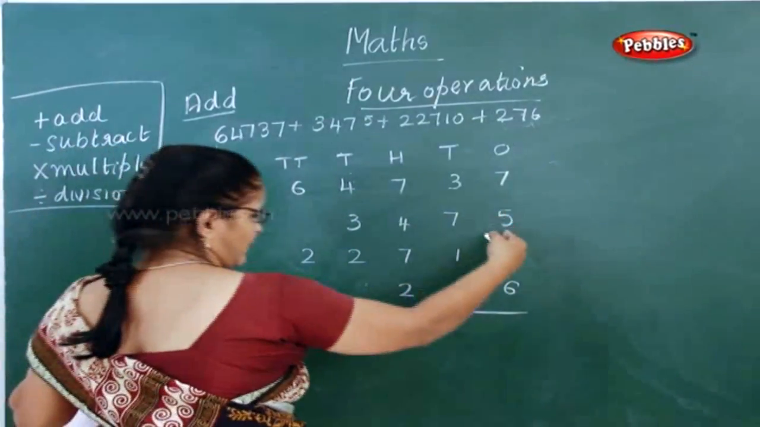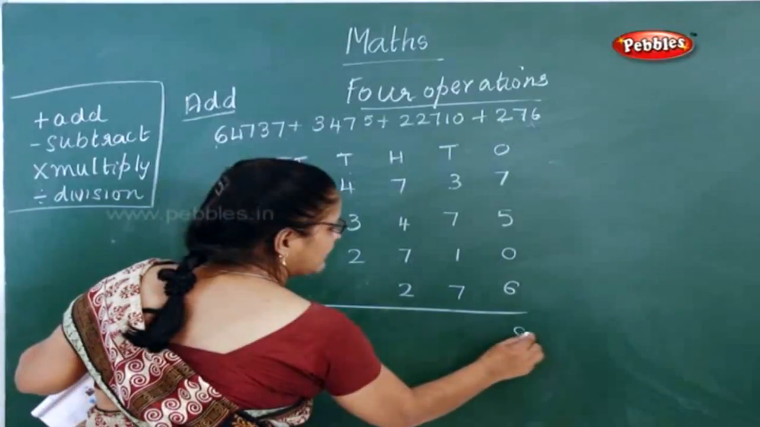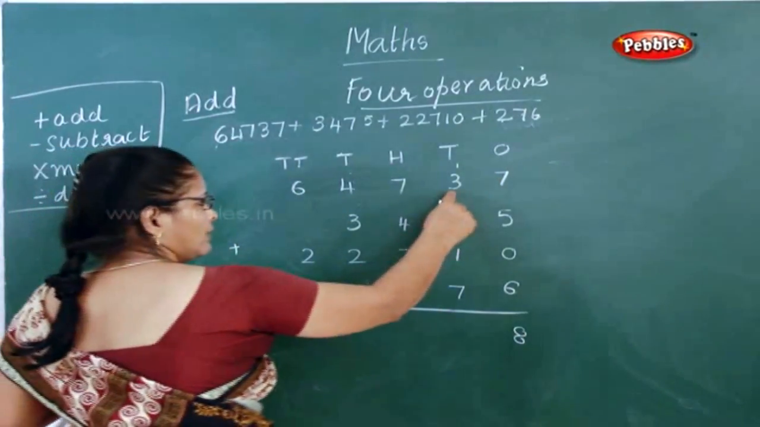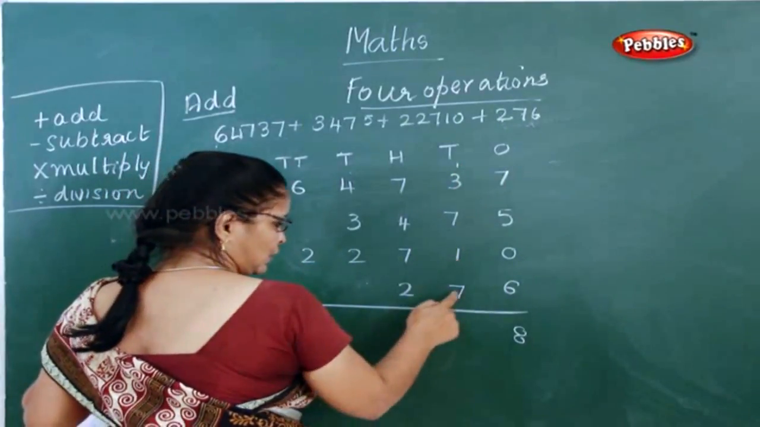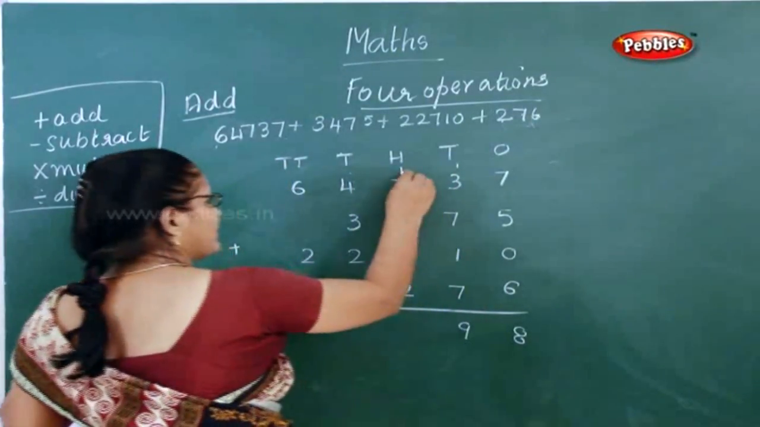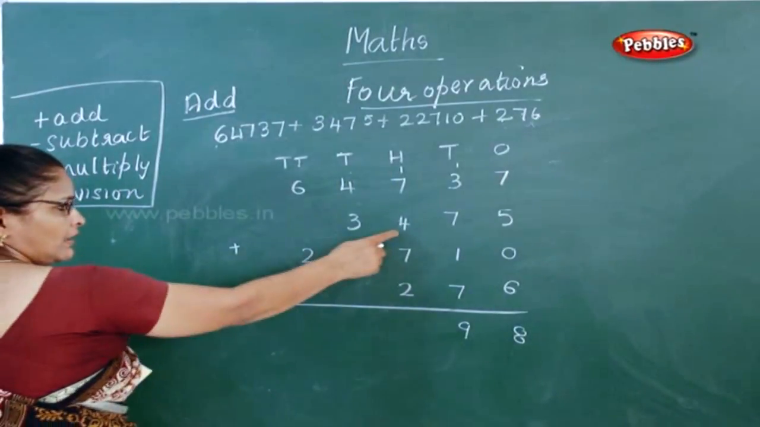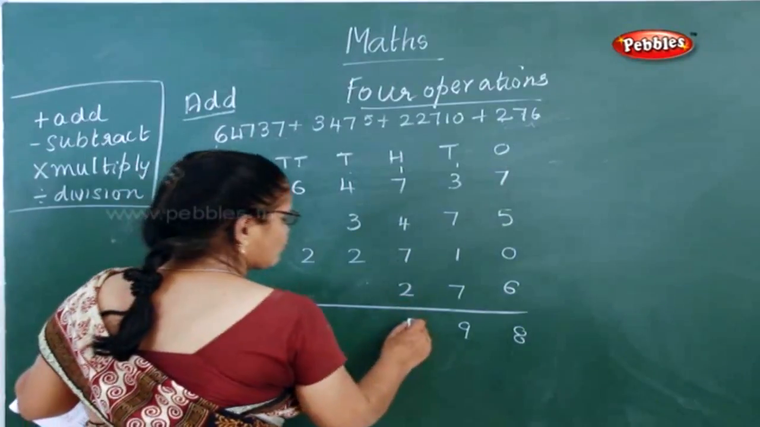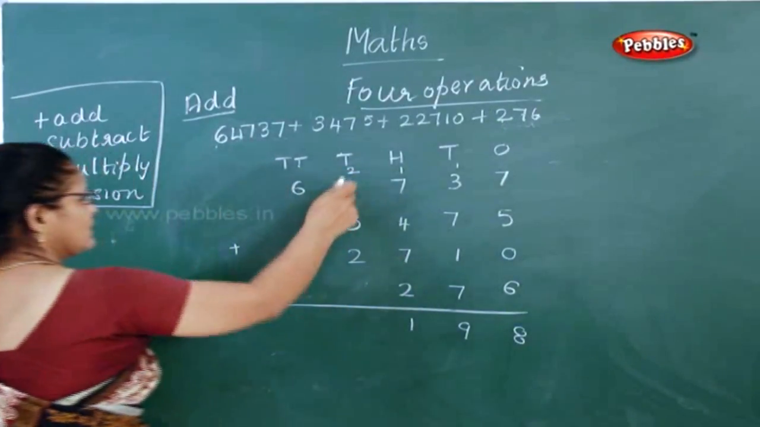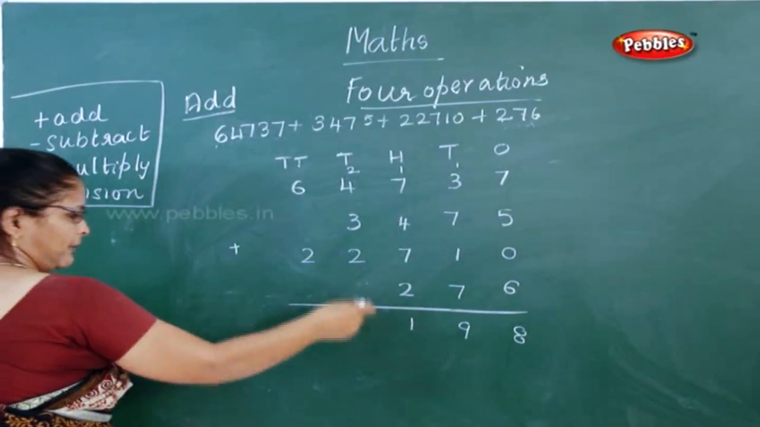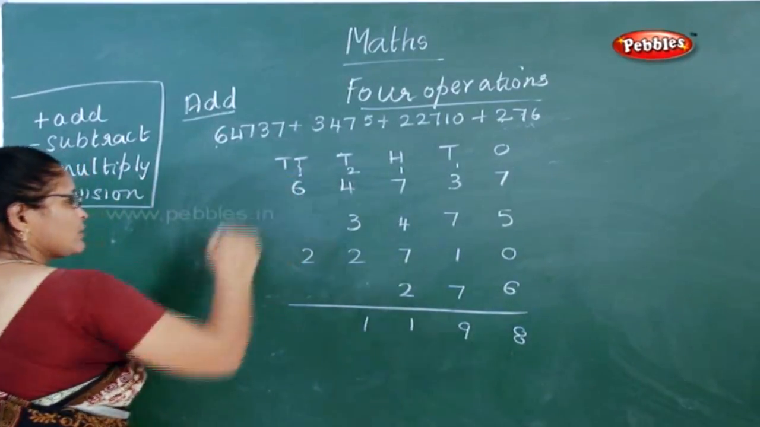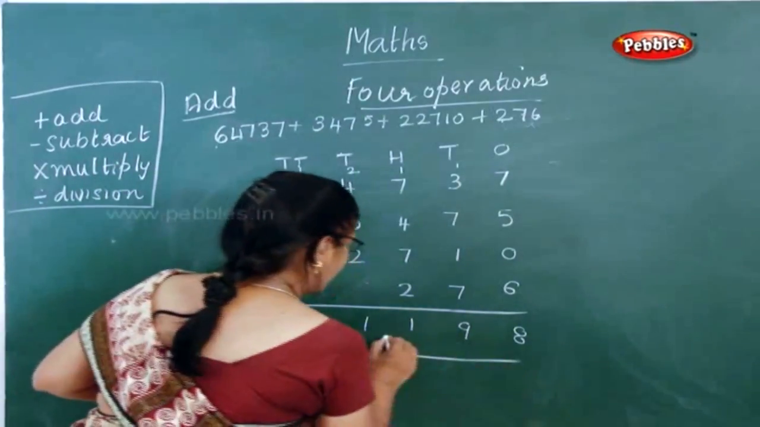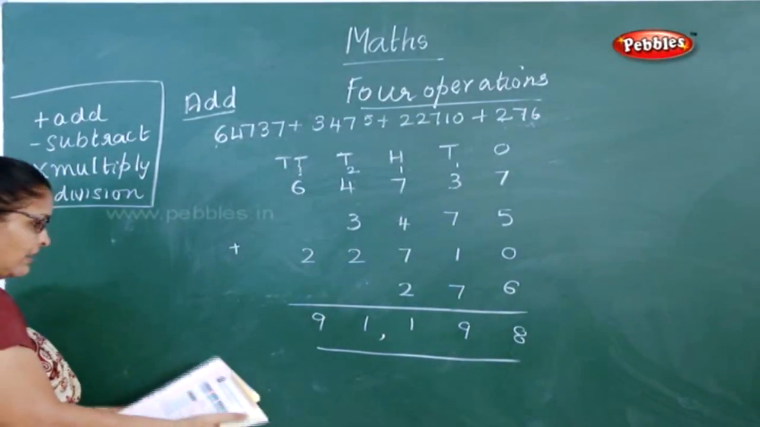What is 7 plus 7? 14. 14 plus 6? 20... Adding column by column, carrying over each time: 7 plus 3, 10, 10 plus 1, 11, 11 plus 1, 12, 12 plus 7, 19, carrying 1. 7 plus 1, 8, 8 plus 4, 12, 12 plus 7, 19, 19 plus 2, 21. Then 6 plus 3, 9, 9 plus 2, 11, carrying 1, 6 plus 1, 7, 7 plus 2, 9. So it is 91,198. So this is the answer.